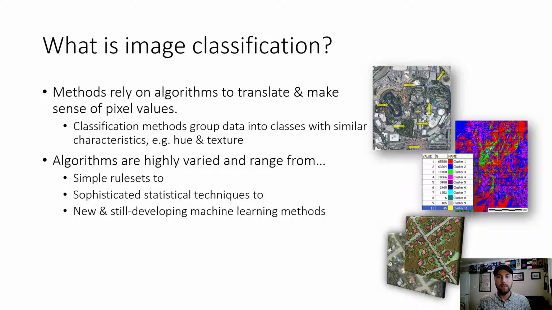And algorithms are highly varied and range from simple rule sets of maybe yes-no binaries to something more sophisticated that rely on ordinary least squares or geographic weighted statistics, right? And so just be aware that there are different levels of complexity when it comes to these algorithms. And on the extreme end of complexity, we have these new and still developing machine learning methods. And that's what we're going to talk about this week. So machine learning is a subset of artificial intelligence. And within machine learning, we're going to talk about deep learning.